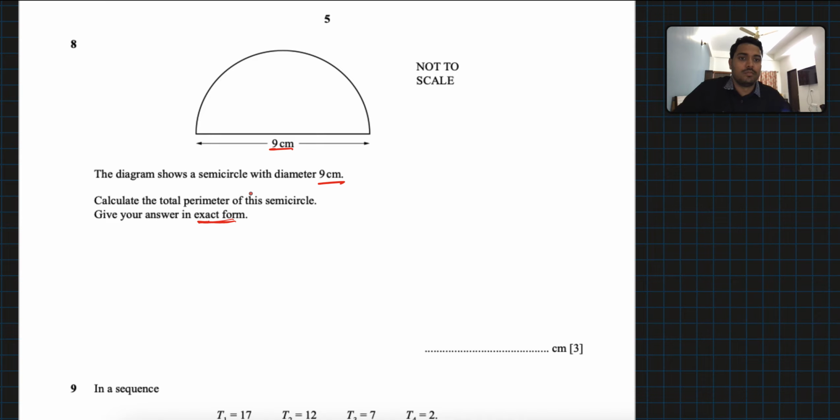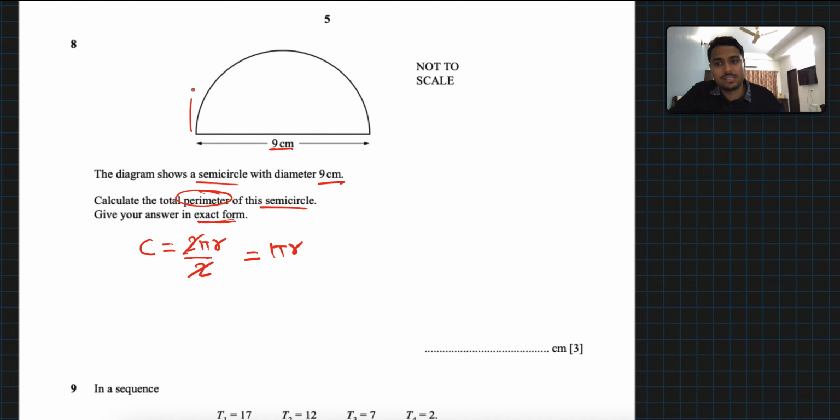We don't have to use the decimal value of pi, because the circumference formula is 2 pi r, but this is for the whole circle. We have a semicircle, so put 2 pi r divided by 2, so the 2 cancels out, pi r, but this is the circumference of a semicircle. We have to find the perimeter of the semicircle.